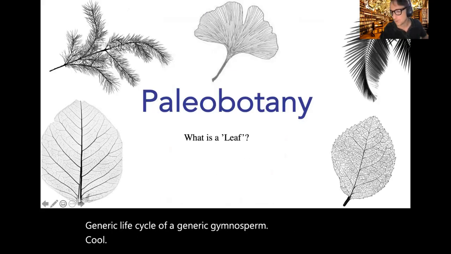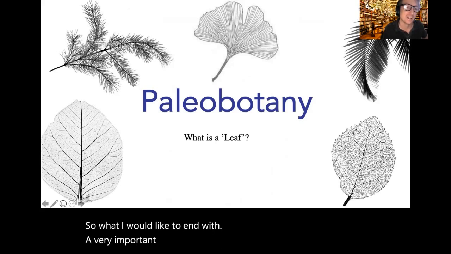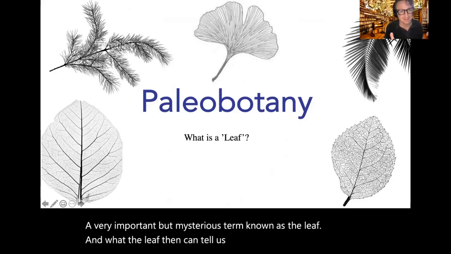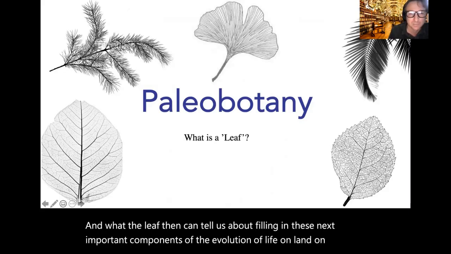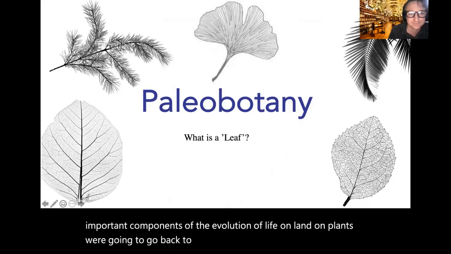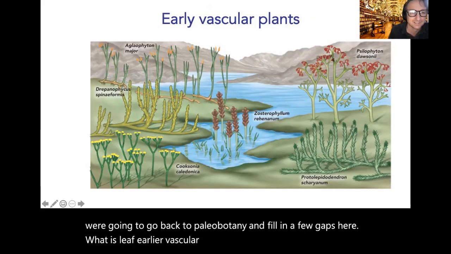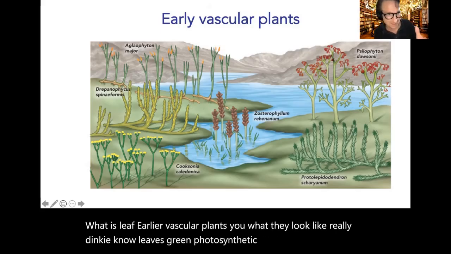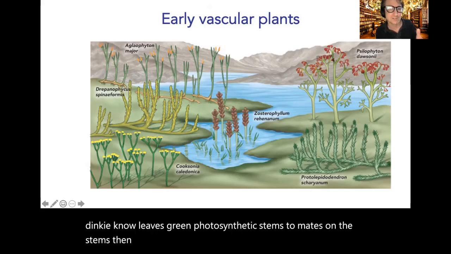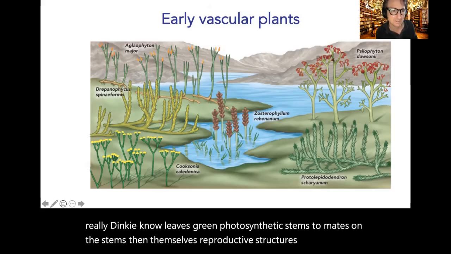Cool. So what I would like to end with is a very important but mysterious term known as the leaf, and what the leaf can tell us about filling in these next important components of the evolution of life on land, on plants. So we're going to go back to paleobotany and fill in a few gaps here. What is a leaf? Earlier vascular plants. You know what they looked like? Really dinky. No leaves. Green photosynthetic stems, stomates on the stems themselves. Reproductive structures, sporangia, on the tips.